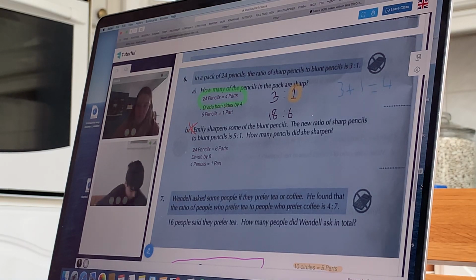When we asked some people if they would prefer tea or coffee, he found that the ratio of people who prefer tea to people who prefer coffee is 4 to 7. 16 people said they prefer tea. How many people did Wendell ask in total? Okay, so 7 people. 4 people prefer tea, because it says tea first.